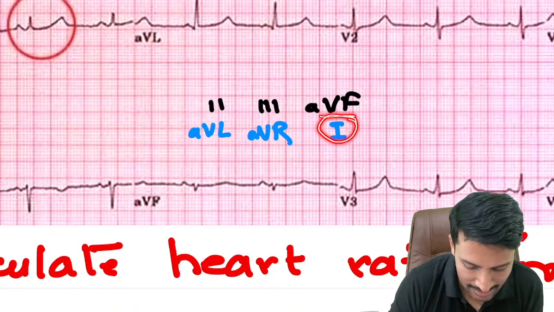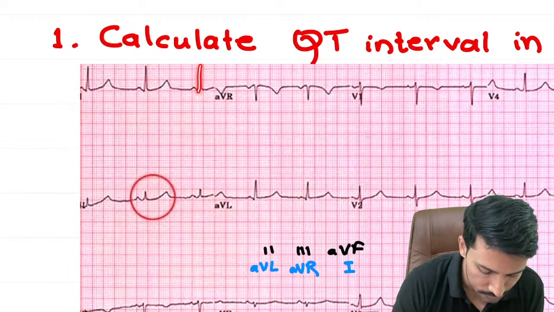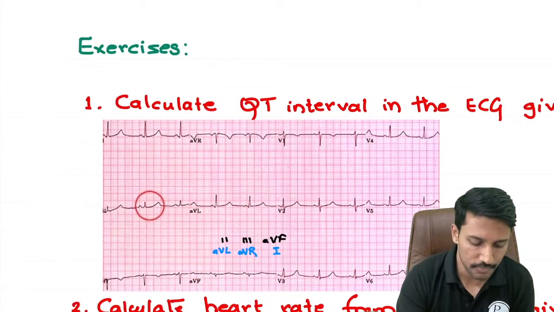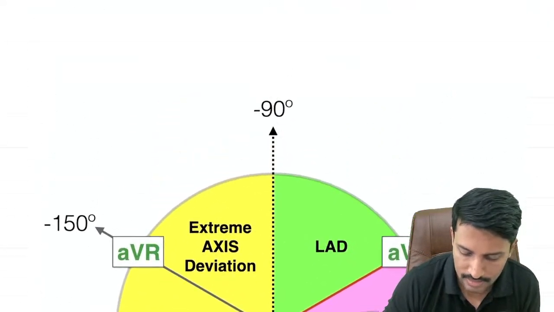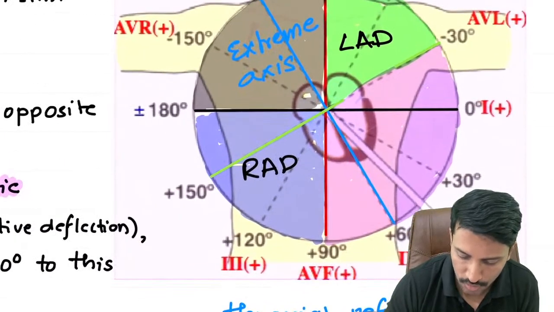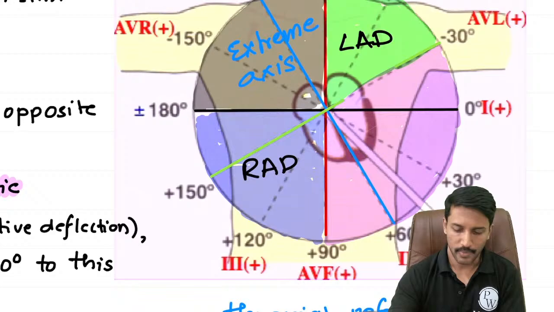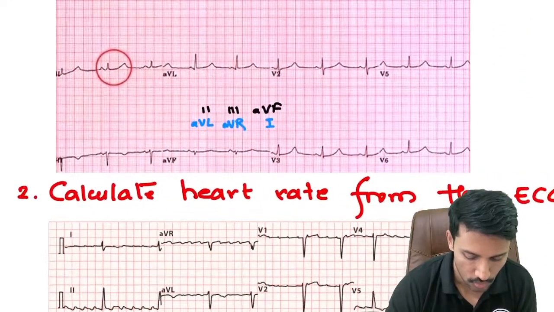So 1 is at 90 degrees, right? So now I have to look at lead 1. Lead 1 is showing positive deflection. So in the hexaxial reference system, if lead 1 is showing positive deflection, it is 0 degrees. So is it normal? Yes. Minus 30 to 90 degrees is normal. So this axis is also normal.